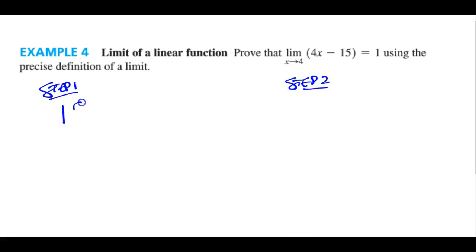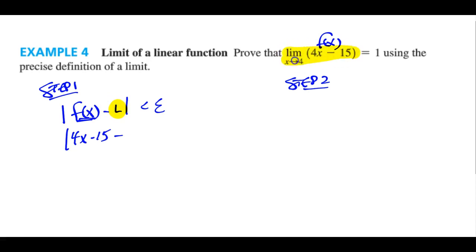Step 1, we'll start with the definition, which is the absolute value of f of x minus the limit is less than epsilon. And we'll plug in the function, and in this case, the function is 4x minus 15. I'll literally subtract off the limit, L, and here it says the limit approaches 1. So I know that the limit is 1, and it's less than some epsilon, which we need to go find. And so let's go find it. So the absolute value of 4x minus 16 is less than some epsilon.